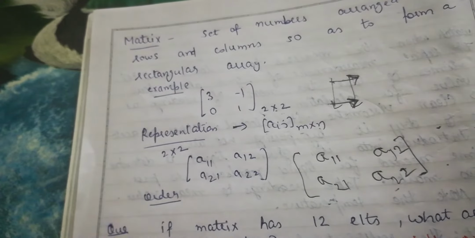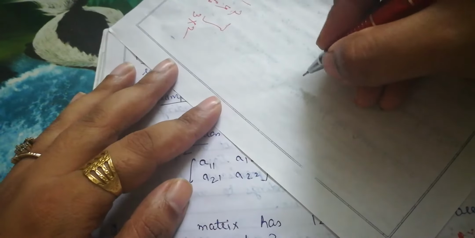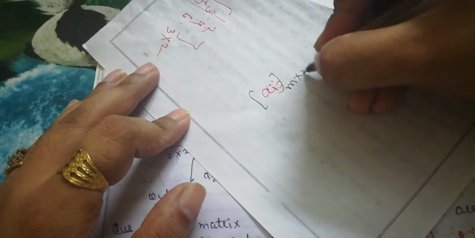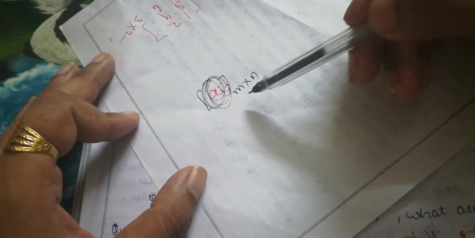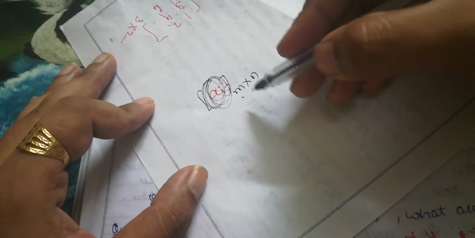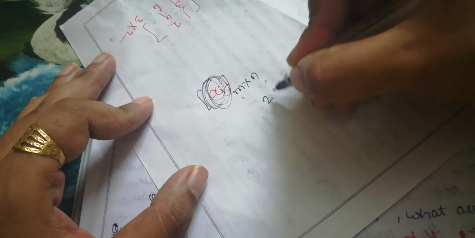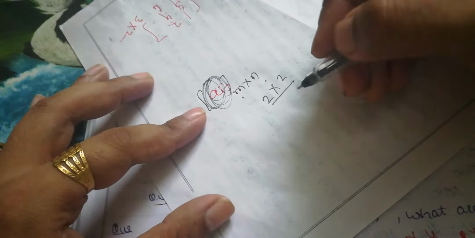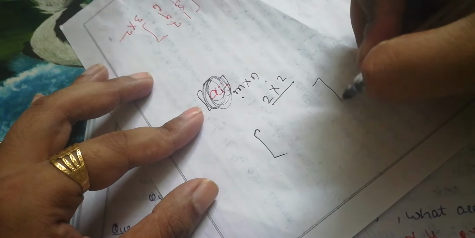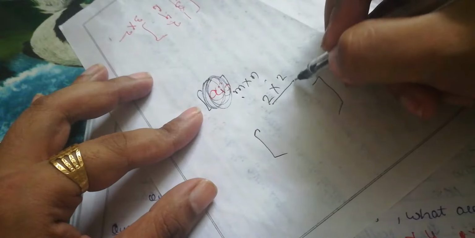So now, what is the representation of a matrix? Now I'm going to discuss the representation. How to represent? We always represent a matrix in this manner: Aij, M cross N. Here Aij denotes an element of the matrix. M stands for row, N stands for column. So if I have to represent a 2 by 2 matrix according to this, how to represent? Take a bracket, take a matrix. See, 2 rows and 2 columns should be there.